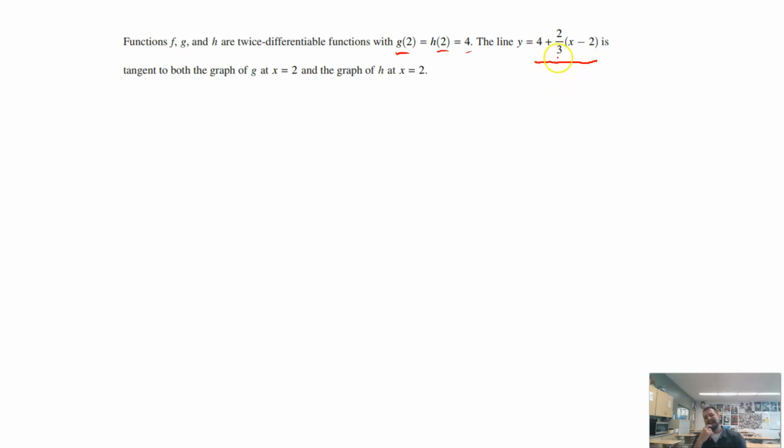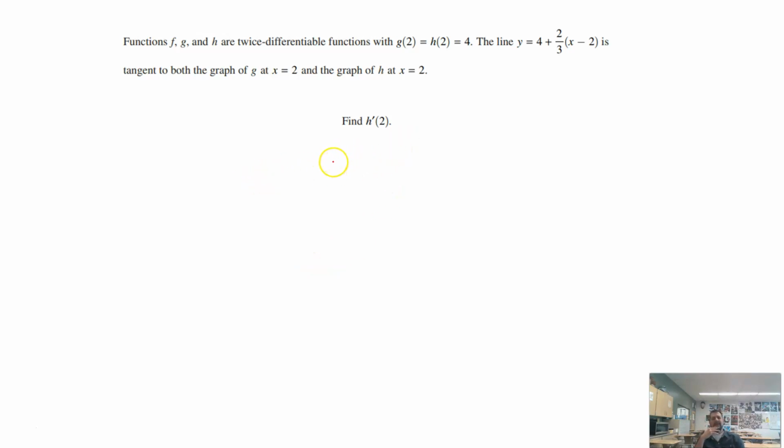The key to that is understanding this 2/3 right here is the slope of our tangent line at x equals 2. So what we could say technically is both g prime of 2 is equal to 2/3, and h prime of 2 is also equal to 2/3, and that will come in handy as we get a little bit further into the problem, okay? So given a lot of information here, but let's go ahead and take a look at what's going on. Okay, it says find h prime of 2.